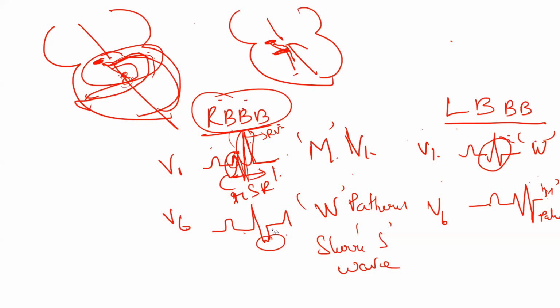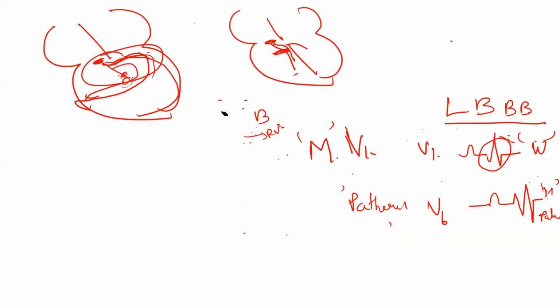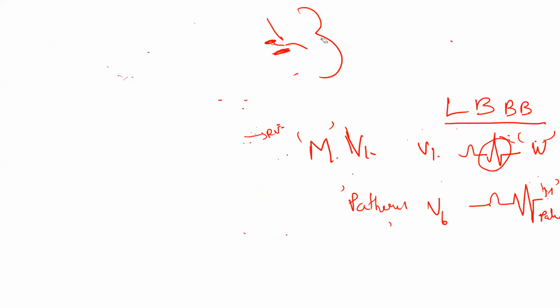Okay, now axis identification is over. Bundle branch block is over. Rhythm is over. Lastly, we'll talk about hypertrophy.